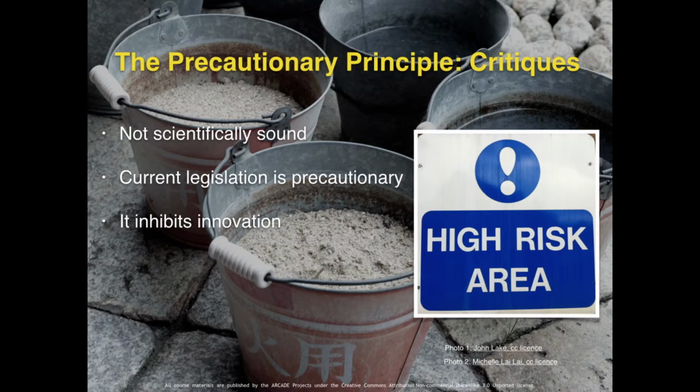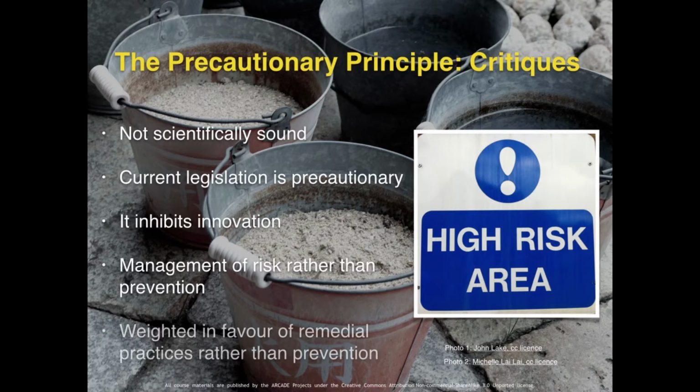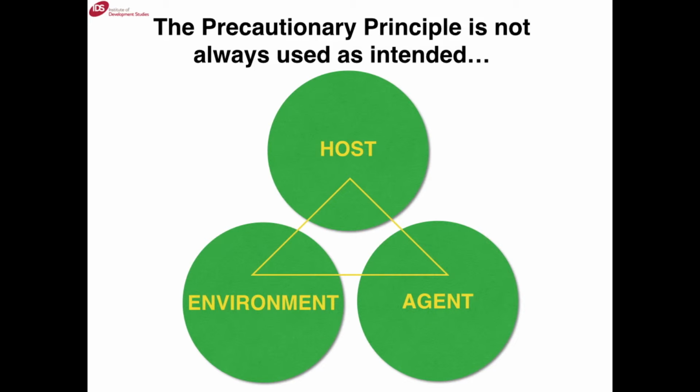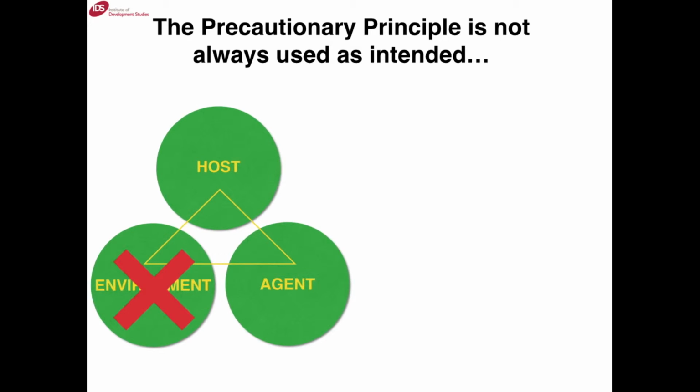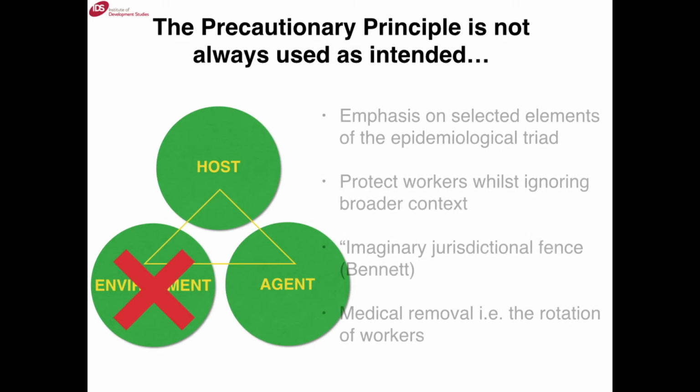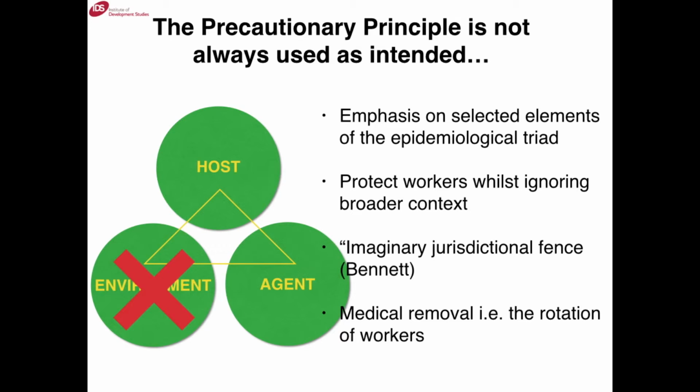In practice, the emphasis is on the management of risk rather than prevention. So environmental health becomes weighted in favor of remedial practices rather than prevention, and we'll see more of this in part 2 of the lecture. The precautionary principle is often not used as intended, and often becomes dominated by managerial processes, which emphasize selective elements of the epidemiological triad. For instance, it is possible to just focus on the agent and the host. You can emphasize only the factory workspace as an area of concern, and this allows one to quote-unquote protect workers while ignoring the broader context or the environment in which they live.